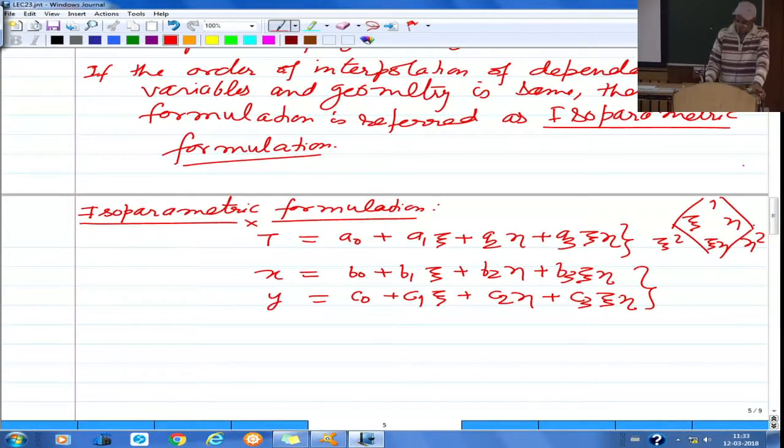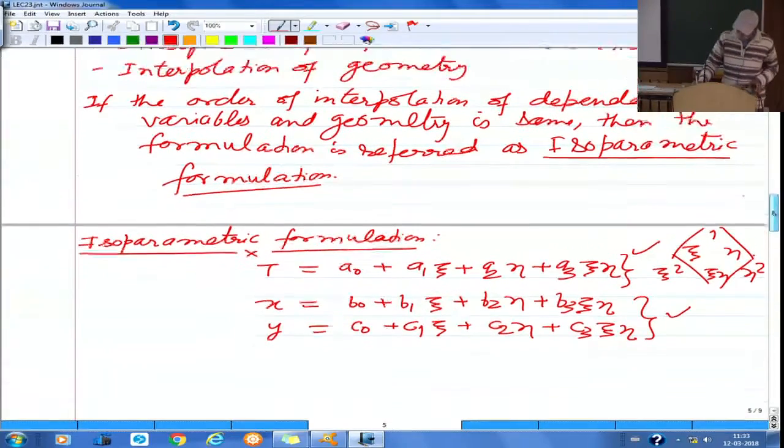And they are of the same order, that is, we are using a bilinear polynomial in xi and eta. So that is a constant term, linear in xi, linear in eta, and the bilinear term xi eta. And that interpolation is the same for both field variable and geometry, and that is why this is isoparametric formulation. The next step is again the same as in any finite element formulation, that we express these constants in terms of values of the variables at node points.